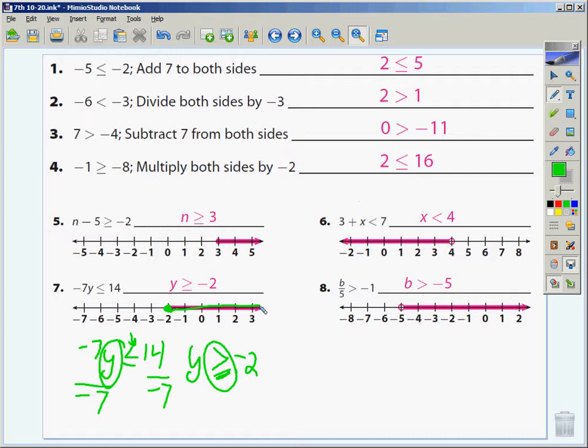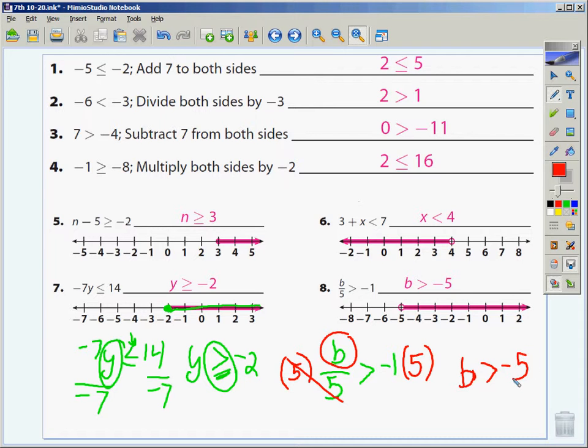On number 8, we have b over 5, or b divided by 5, is greater than a negative 1. If I want to get the b by itself, I've got to get rid of the division that's down here. The opposite of dividing is? So I multiply both sides by 5. Am I multiplying by a negative? No, I'm multiplying by a positive. So the sign stays the same. These would just cancel out, leaving me b is greater than a negative 5.